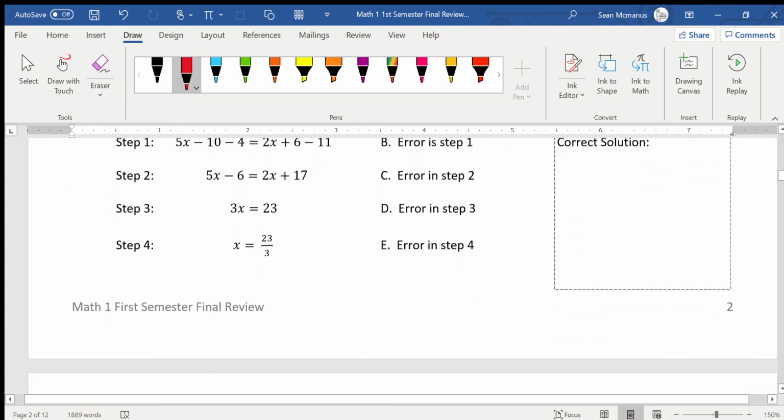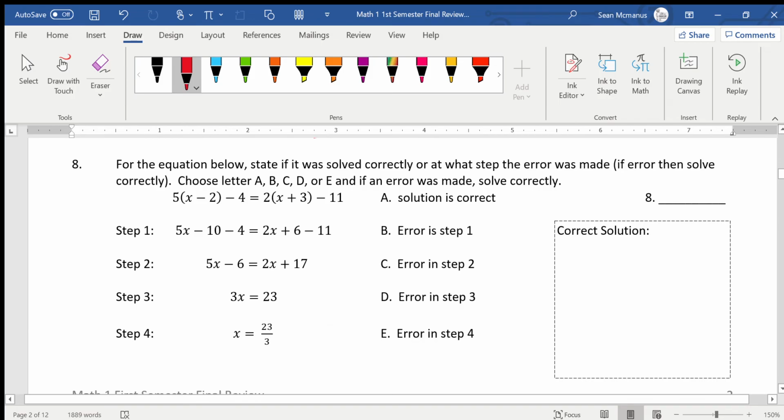All right, last one in this video. Number 8, for the equation below, state if it was solved correctly or at what step the error was made. If the error was made, then solve it and correct it. So choose letter A, B, C, D, or E. Those are kind of redundant, but basically it's asking me to solve this equation and see if they did it right. If they did not do it right, where did they go wrong?